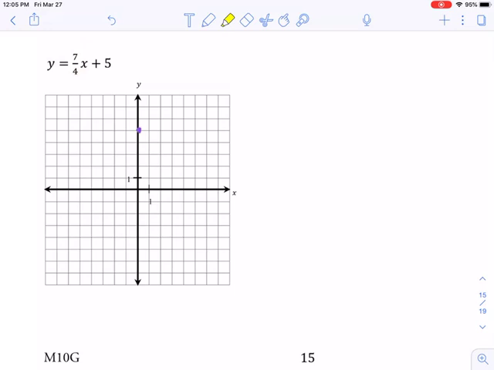Okay, and it's okay that the slope is weird. It's okay that it's a weird fraction. That's totally not a big deal at all. So if I were to rise 7 and run 4, you can see that that won't fit on the graph, right? Those numbers are not here, and that's okay. So I don't panic about that.